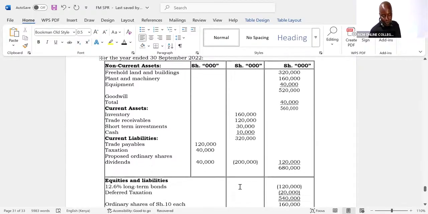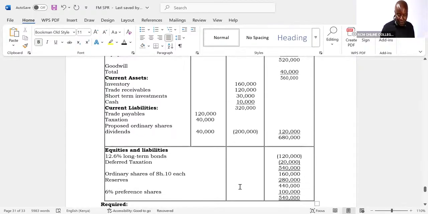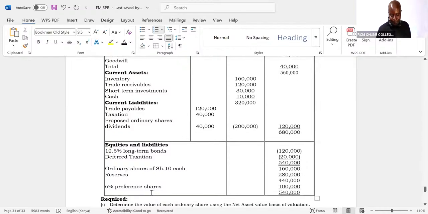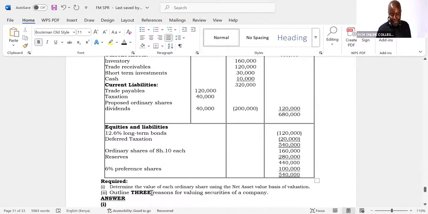Then when you go down further, you can see our equities and liabilities. We start with liabilities. You can see we have a long-term bond and a deferred taxation here, totaling 160. We have ordinary shares, and then we have 6% preference shares. Required: determine the value of each ordinary share using the net asset value basis of valuation.